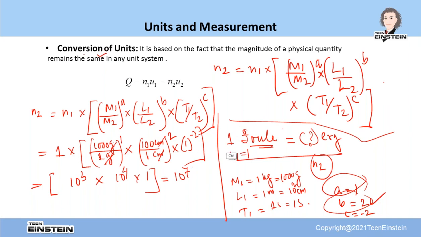This is how you can find out the unit. So you get 1 joule equals 10 to the power 7 erg. 10 to the power 7 ergs. This is the way.